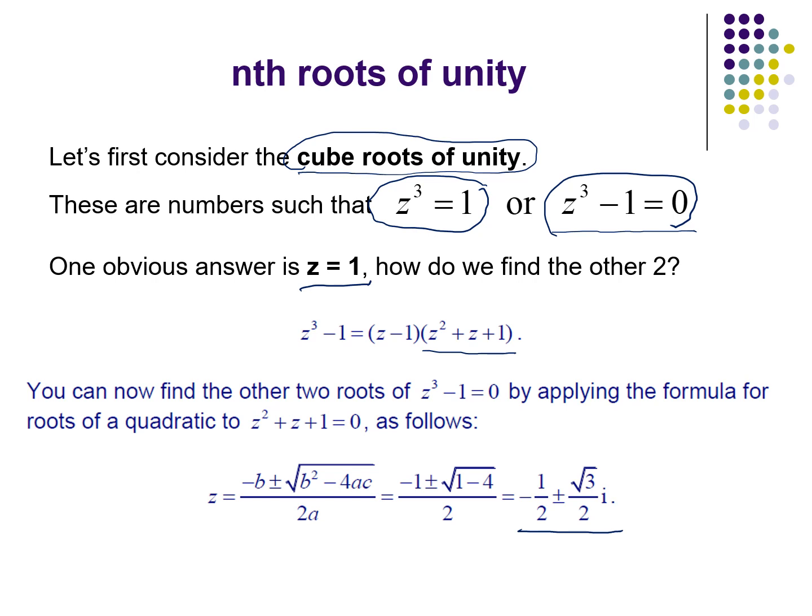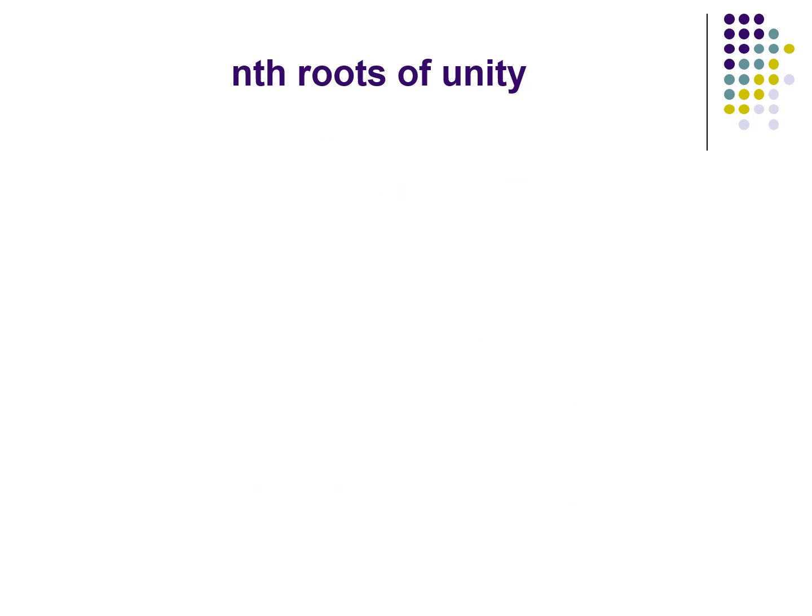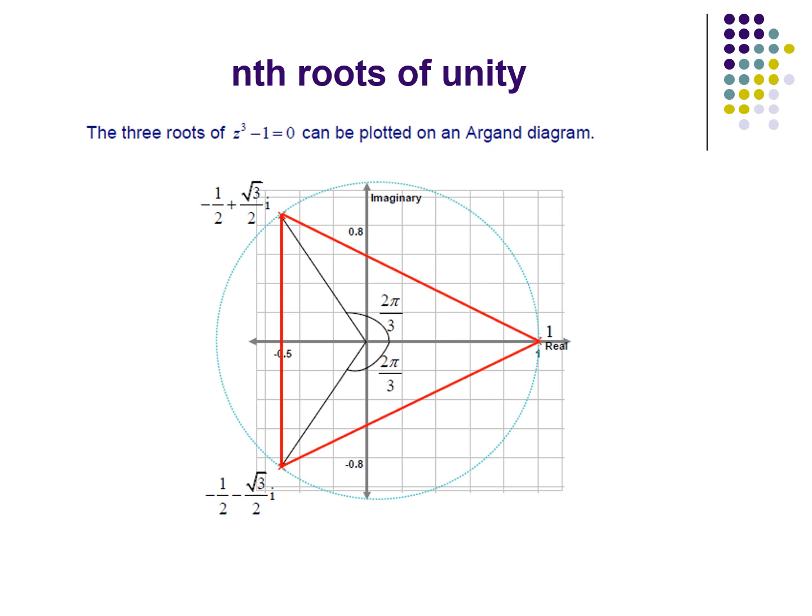Now here's the interesting bit. If we draw those on an Argand diagram, okay, let's have a look at what we get. We get this. Okay, now this is quite interesting. So if we draw them, okay, here is our real root on the real axis, 1, and then when we draw the other two, they make this equilateral triangle.